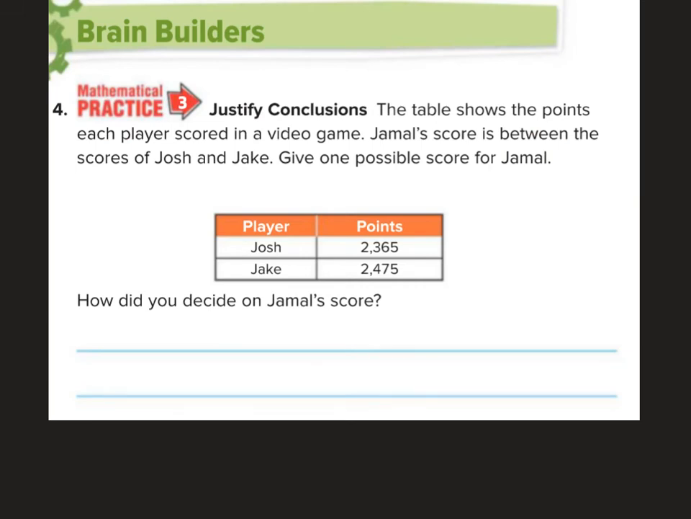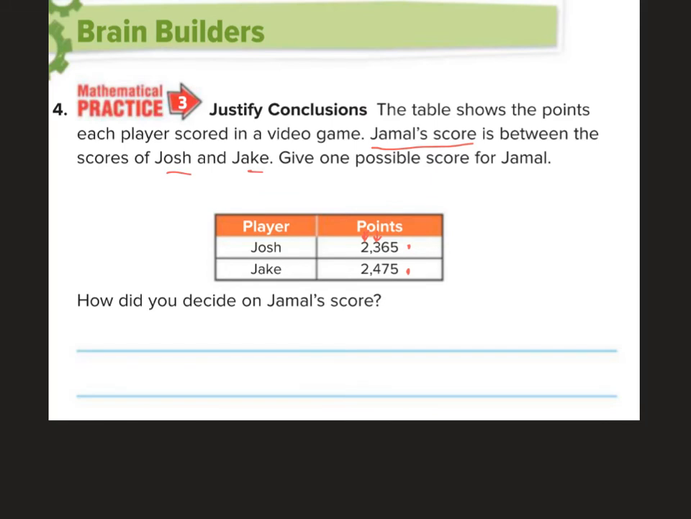Number 4, brain builder. Justify conclusions. The table shows the points each player scored in a video game. Jamal's score is between the scores of Josh and Jake. Give one possible score for Jamal. Okay, so I have Josh and Jake's scores here. So I need to make one between them. I noticed that Jake's is larger than Josh's because I compared them. They both have the same number in the thousands, different number in the hundreds. Okay, so I need to be bigger than Josh and less than Jake.